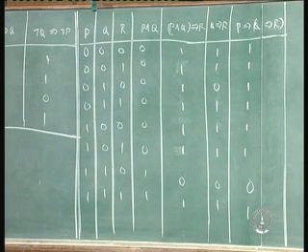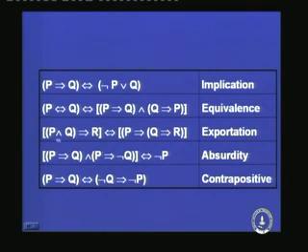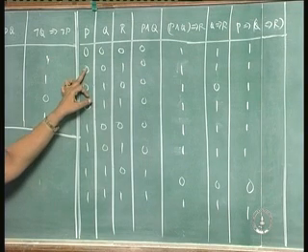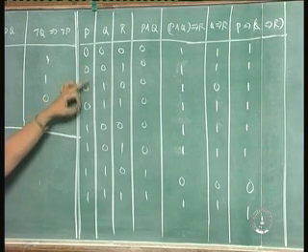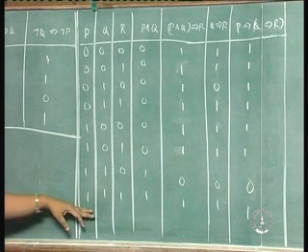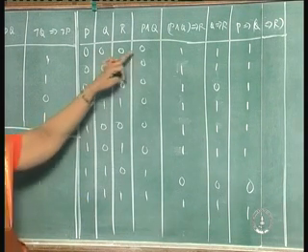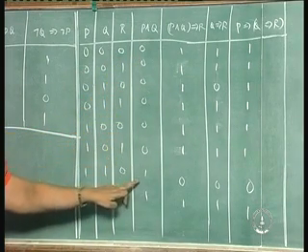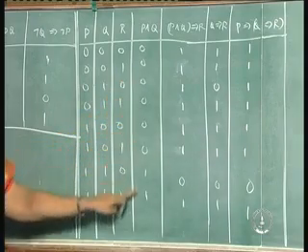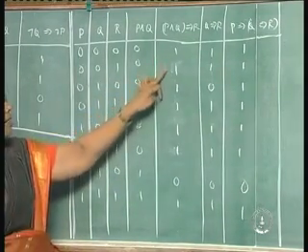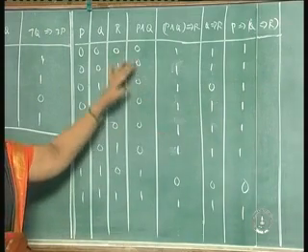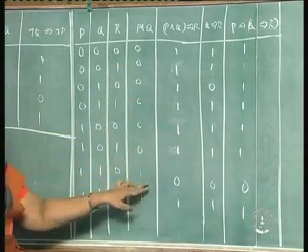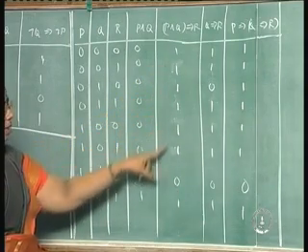Some expressions or identities you are considering. The exportation rule says that P and Q implies R is equivalent to P implies Q implies R. Let us draw the truth table and see. There are 3 variables, so there will be 8 rows having all the 8 possible assignments. Then P and Q is true only when P is true and Q is true. So this is the value for P and Q, and P and Q implies R will be false only when this is true and R is false. So only in this case it will be false, otherwise it will be true.